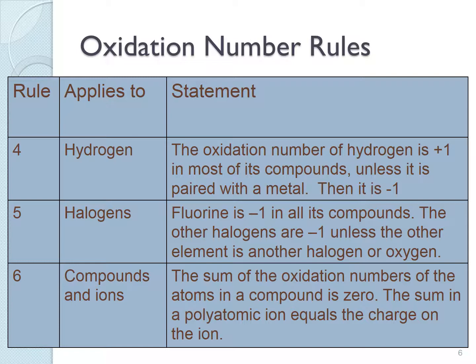And then the final rule is that for compounds and ions, the sum of all the oxidation numbers of any compound is equal to 0 if there is no charge, if it's a neutral compound. If you have a polyatomic ion, the sum will always equal the total charge of the ion.